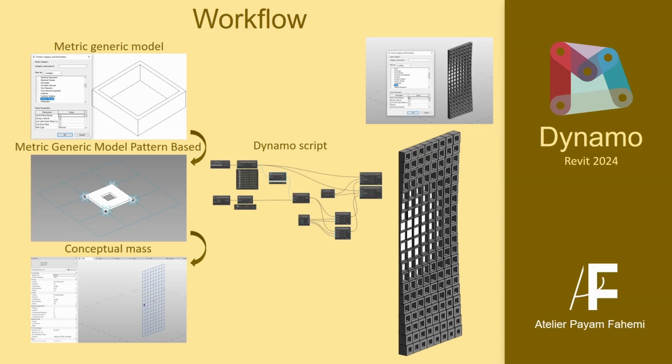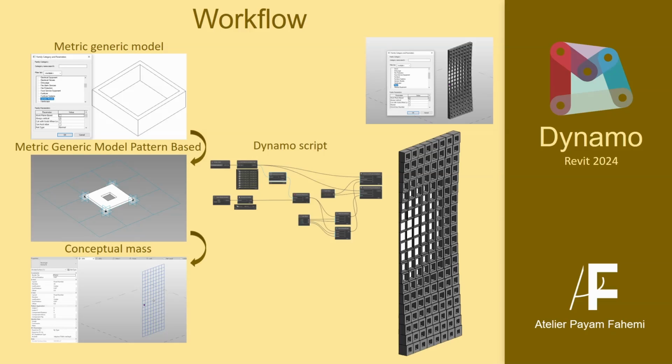Before we get our hands dirty for this tutorial, let me clarify the workflow so that the procedure would be crystal clear when we work with families and Dynamo. For this tutorial, I'm gonna use a metric generic model where I'm going to create my single panel and parameterize it with the parameters that we are going to need later on in the Dynamo script. Then I'm going to load it into the metric generic model pattern based and place it and set up the same parameters of the metric generic model.